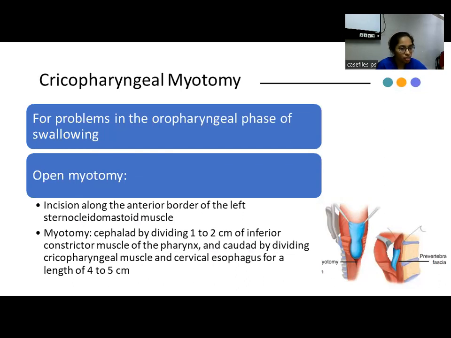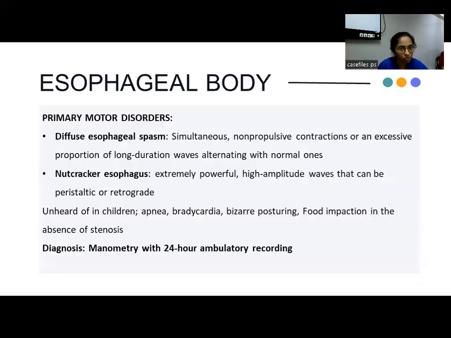And we have to extend the myotomy incision cephalically by dividing up to 1 to 2 centimeters of the inferior constrictor muscle of the pharynx, and caudally we have to divide the cricopharyngeal muscle and cervical esophagus for a length of at least 4 to 5 centimeters to achieve an adequate myotomy.